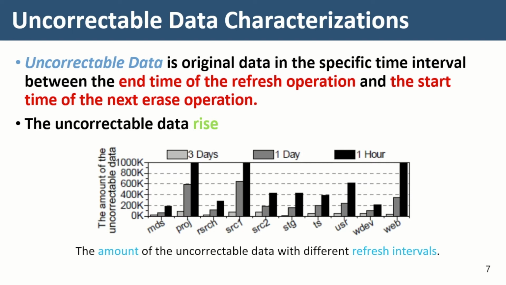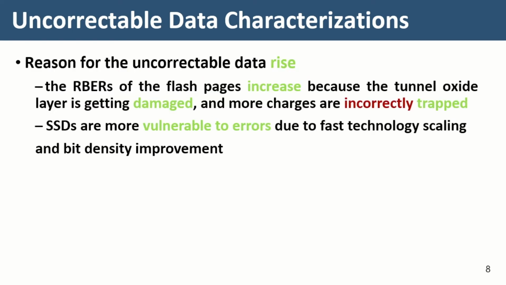Let's move on to the uncorrectable data. It represents data within the specific time interval between the end time of the refresh operation and the start time of the next erase operation. This figure shows the total quantity of the uncorrectable data increases dramatically with the refresh intervals decreasing from 3 days to 1 day and then to 1 hour.